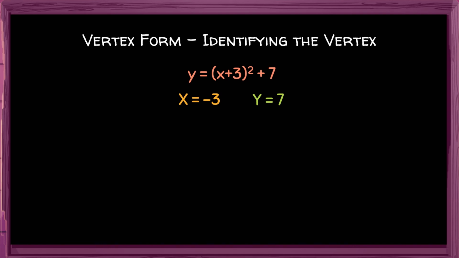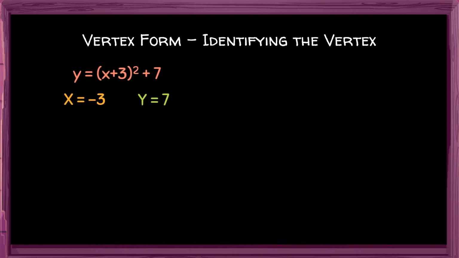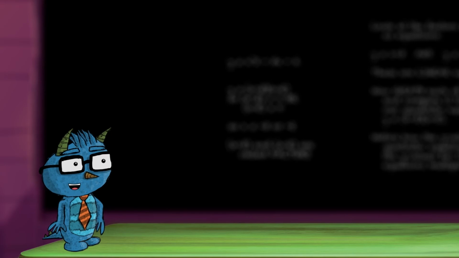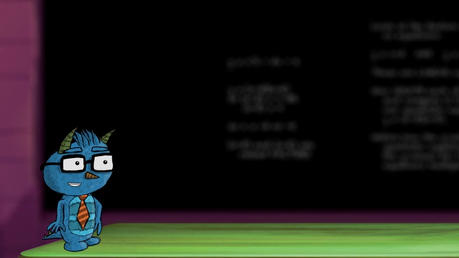Tom, you're right. Here's the graph of this equation. The parabola's vertex is right where you predicted, at the point (-3, 7). You've done very well with this today, class. Let's quickly review what we've learned.